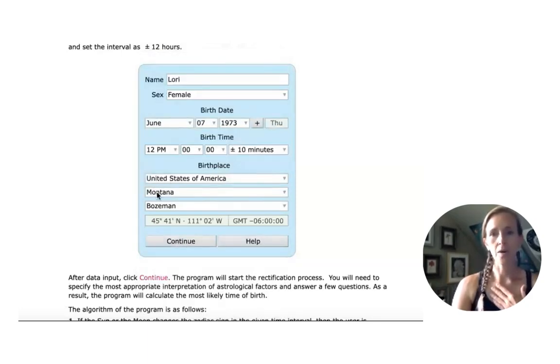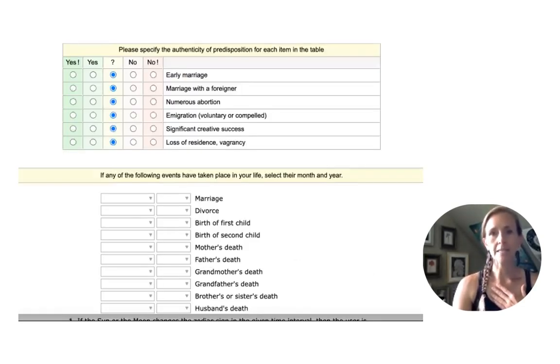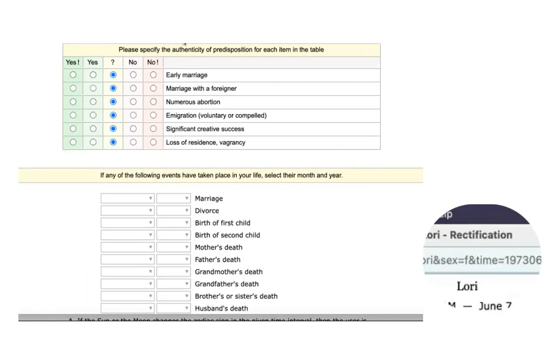Okay, so I've got the location of this person and the date of this person, and I'm leaving noon as the time. So now I'm going to click continue, and you'll see that it gives me the location, gives me the date, and then it asks some questions here. Specify the authenticity of predisposition for each item in the table. So did this person marry early?